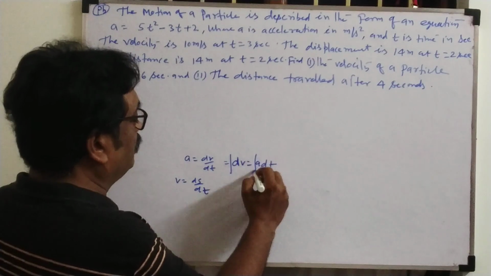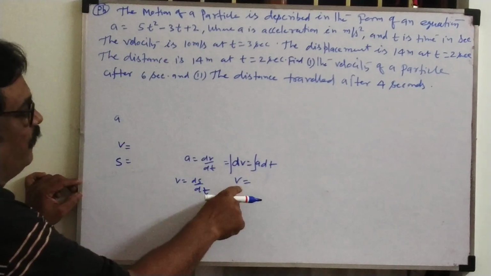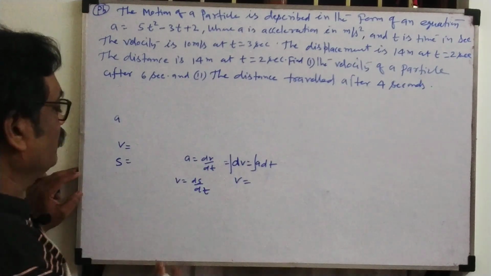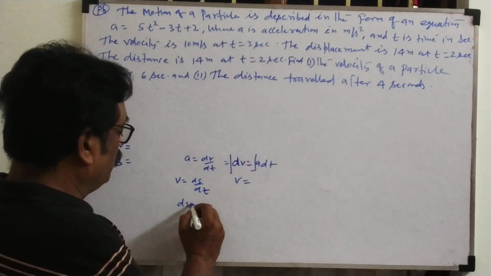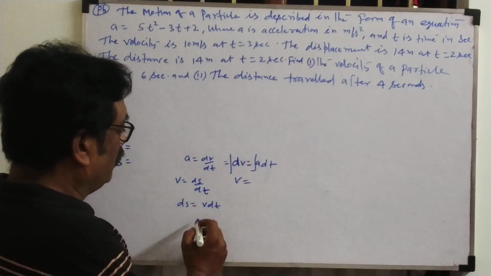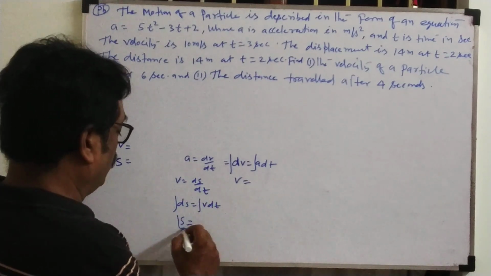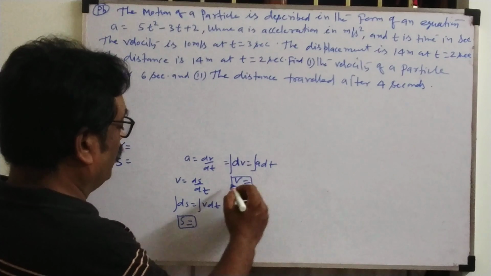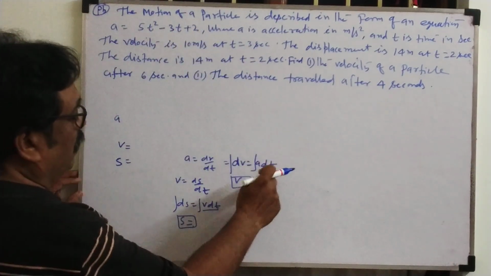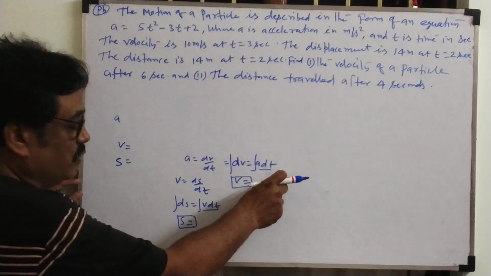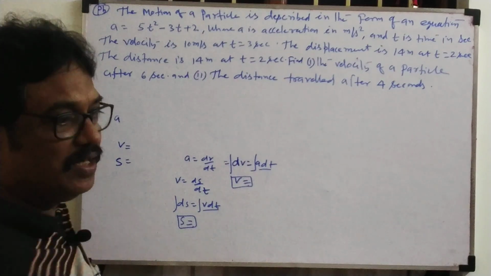If we integrate this, we will get the velocity. So acceleration will become velocity when we integrate this term. Similarly, velocity is equal to ds by dt, so ds equal to v dt. Integrating both sides, we will get the displacement. We integrate the acceleration term to get velocity. Then we substitute the velocity expression and integrate one more time, and we will get the displacement.